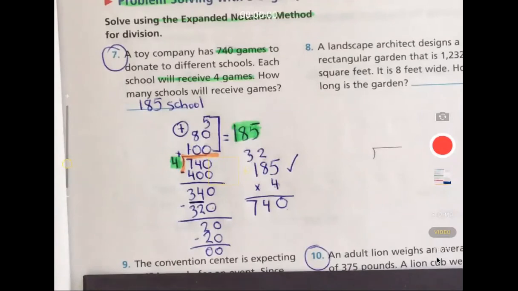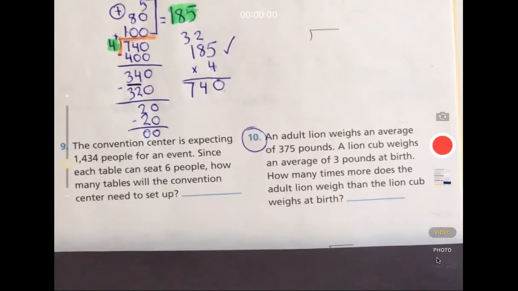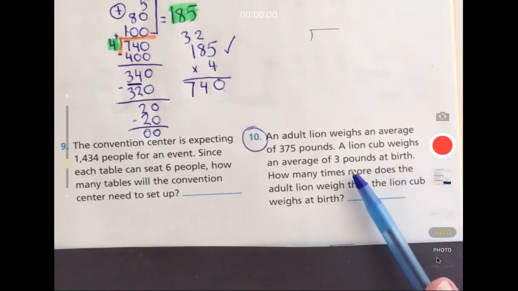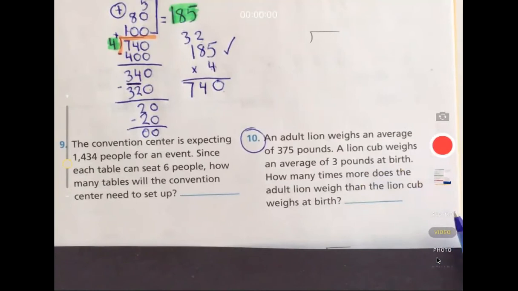Okay, let's try another one using the expanded notation. Let's go down, as we said, and try number 10. An adult lion weighs an average of 375 pounds. A lion cub weighs an average of 3 pounds at birth. How many times more does the adult lion weigh than the lion cub weighs at birth?